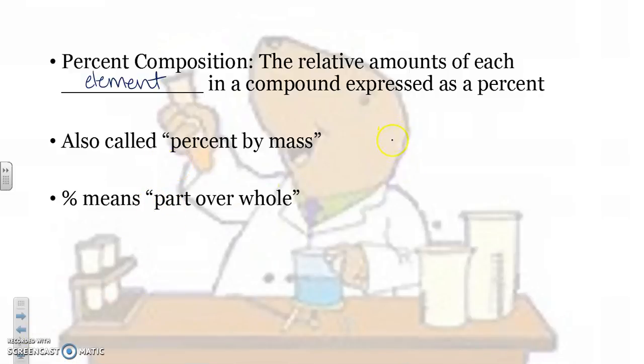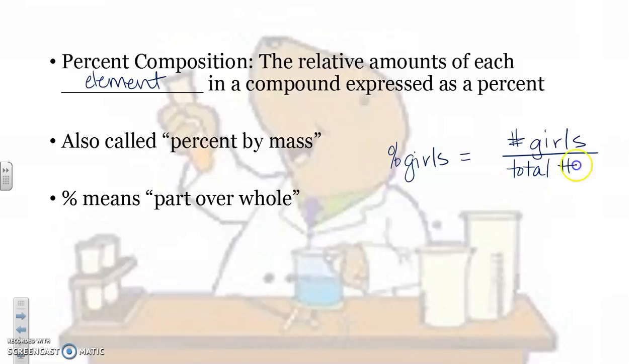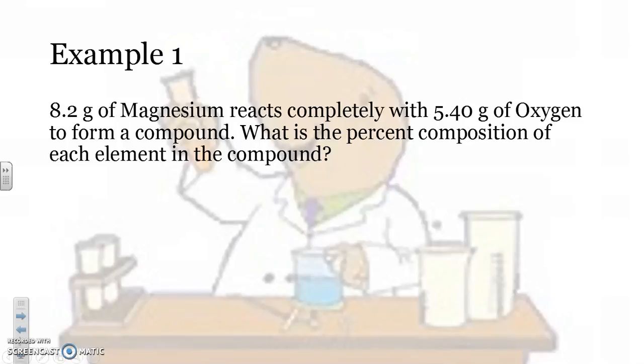So if I asked you to find the percent of girls in the classroom, we would take the number of girls, and we put that over the total number of students in the class, right? And then we would multiply it by 100, and it would give us the percentage of girls. Okay, so let's do an example.